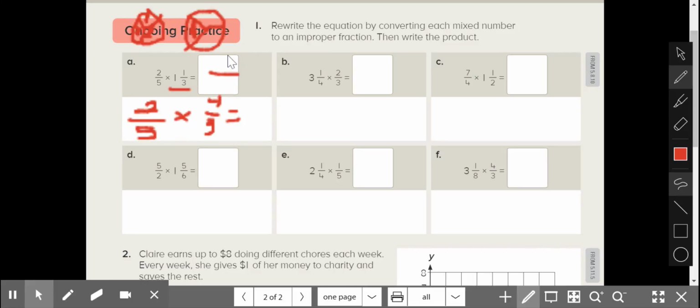So 2 times 4 is 8, and then 5 times 3 is 15. If we would have had this as an improper fraction where the numerator is greater than the denominator, then we would go ahead and fix it so that it would be a mixed number instead of just a common fraction like this. All right, now push pause, try to do part B, and then join me again as soon as you've got part B done.